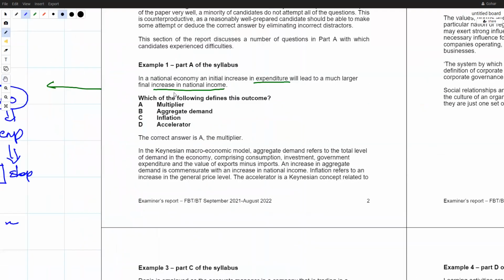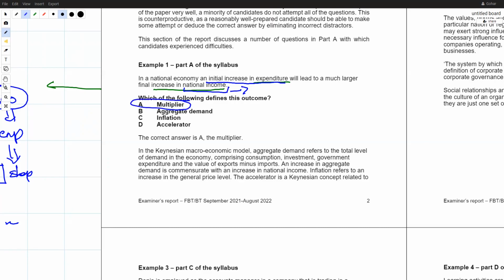And again, if we read the question, in a national economy, an increase in initial expenditure, where you are the person who is initially investing more money and spending higher, will lead to a much larger final increase in the national income. Everyone will have increased income because you decided to spend more and start a business with more capital. So this concept is known as the multiplier concept.